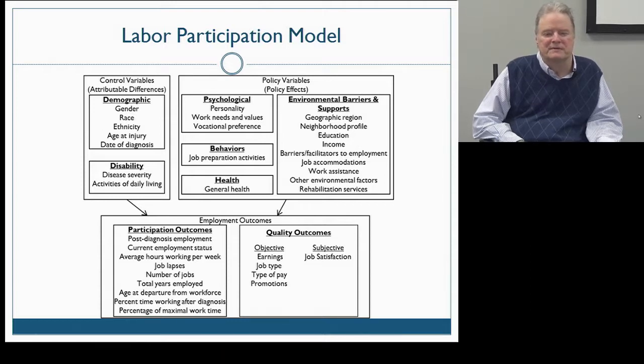There are two types of employment outcome categories that we're going to acknowledge. One is participation outcomes, as I alluded to earlier, things like years in the labor force, hours working, job lapses. Is someone working continuously, or are they having setbacks and times when they're working, not working? And then quality outcomes, being things like earnings, job type, those types of factors. And I'll talk in a little bit more detail about each of those.